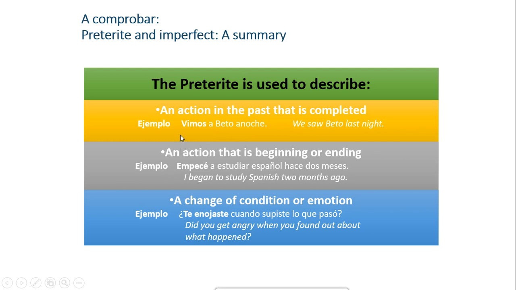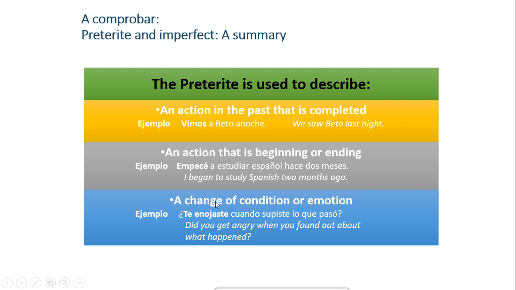Las acciones tienen comienzos y terminaciones. Now, if you're putting the emphasis on the beginning or the ending of an action, we're going to use the preterite. Por ejemplo, empecé a estudiar español hace 2 meses, okay? Otro ejemplo, remember I'm saying if you put the emphasis on the ending of an action, you're also going to use the preterite. Terminé de trabajar a las 8 anoche. I finished working at 8 o'clock last night.